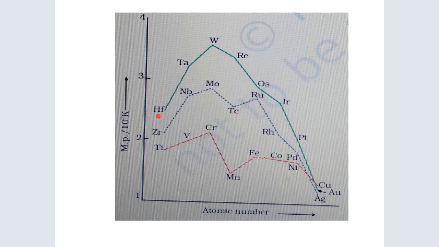So that is what is shown here. These are the three series. So you see a rise up to around 5, then a drop. But technetium and manganese are exceptions.